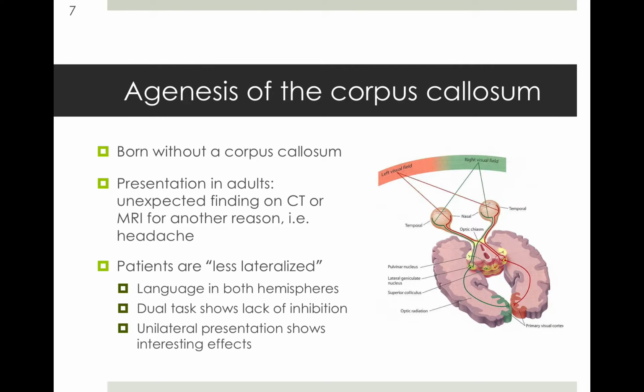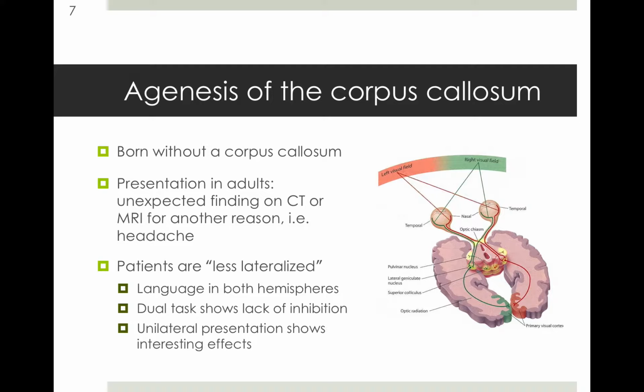So people with corpus callosum agenesis are born without a corpus callosum, and usually this just shows up as an unexpected finding. Right? Maybe somebody might complain about a headache or just be participating in a study like my subject was, and then you find out in an unexpected finding on a CT or MRI that this person just doesn't have a corpus callosum.